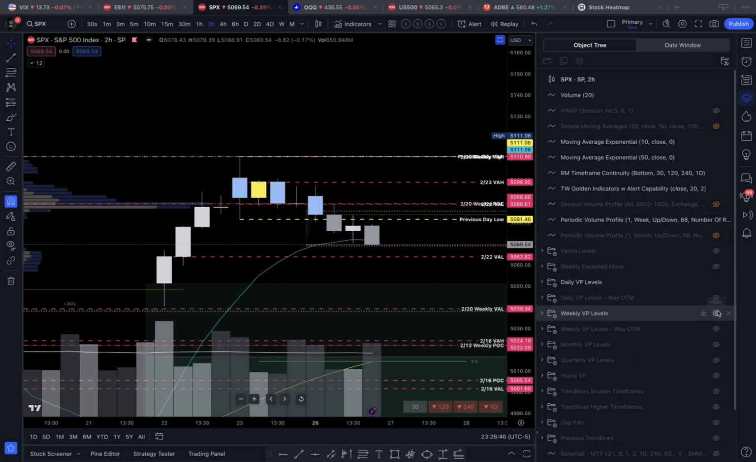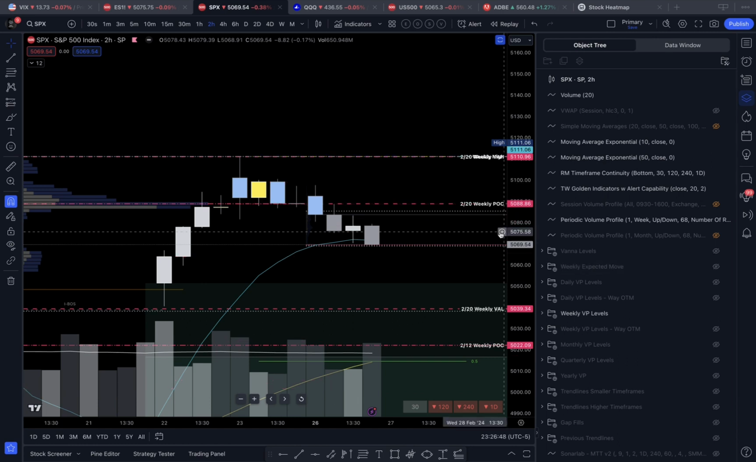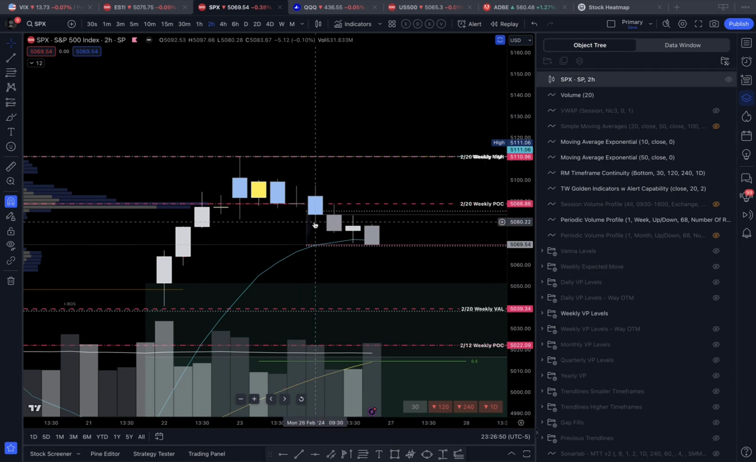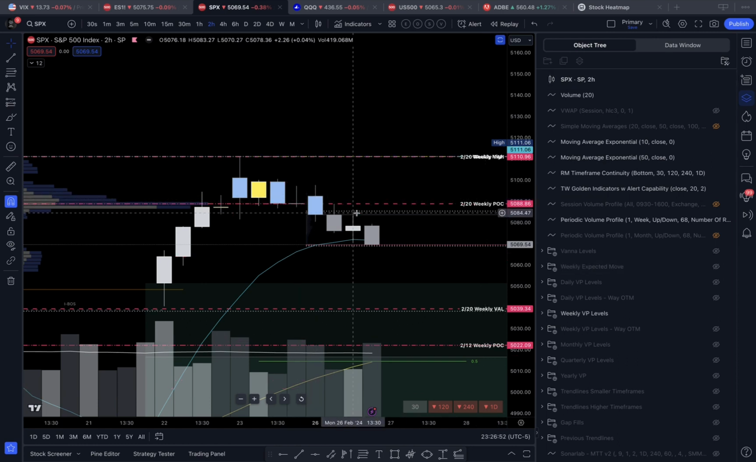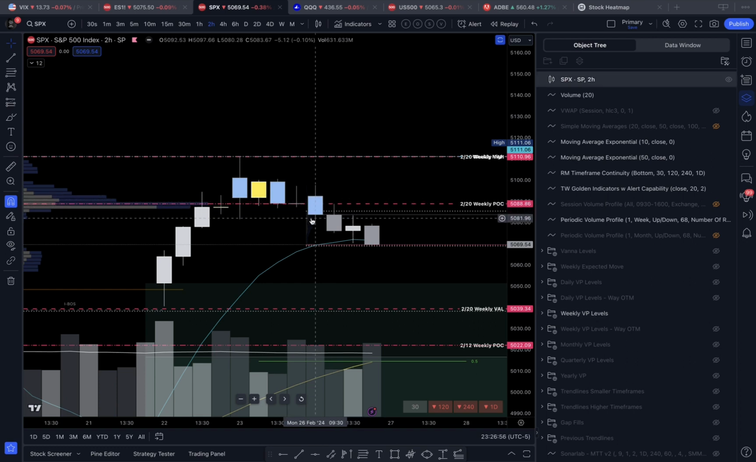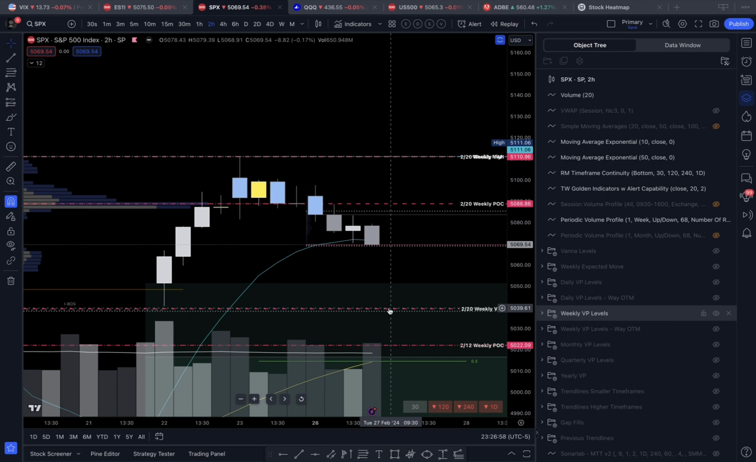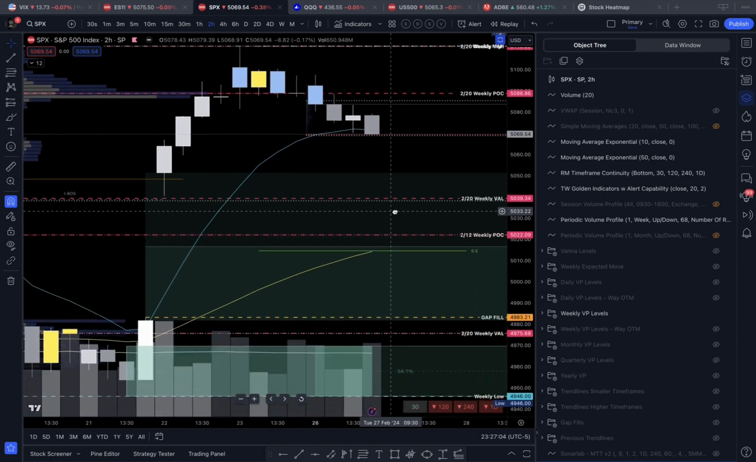You can then also see the weekly profile. We opened up above the point of control, but immediately lost it. So the next area from a weekly profile target is this 50-40 zone right here, and then we head back towards this 50-22 zone.